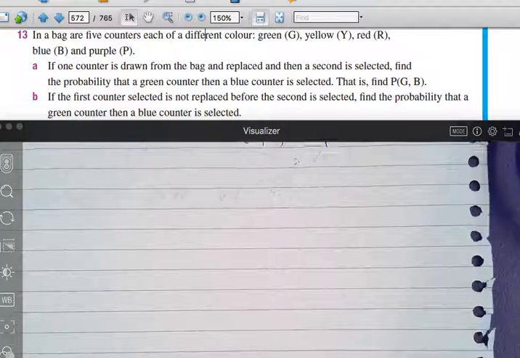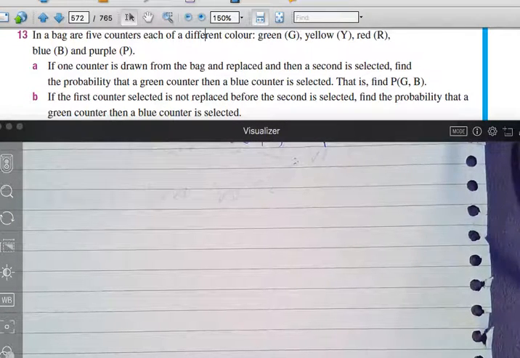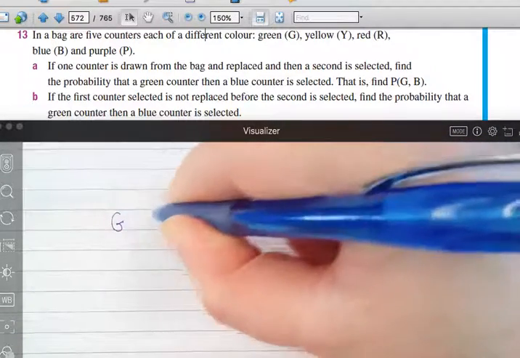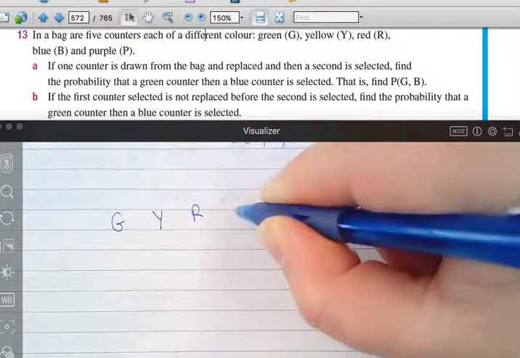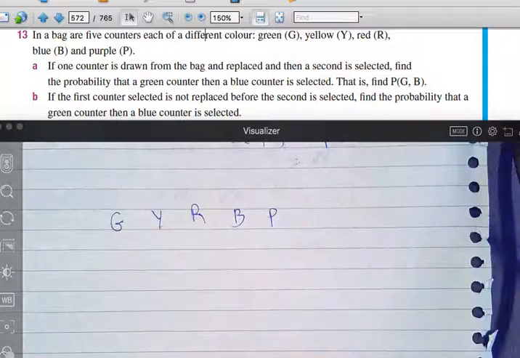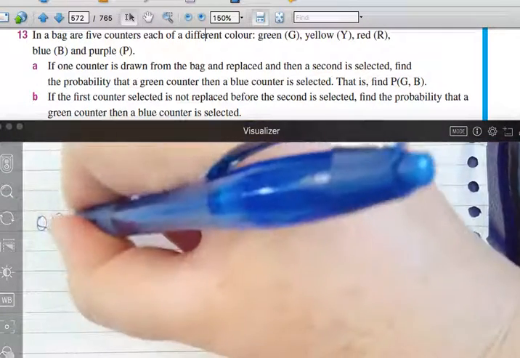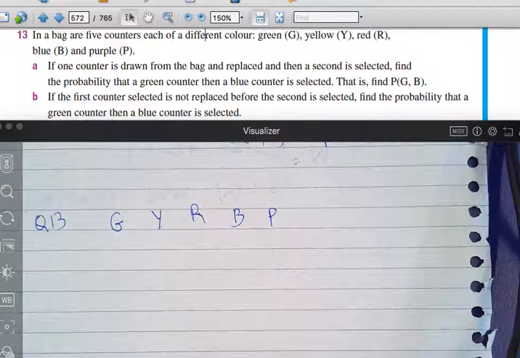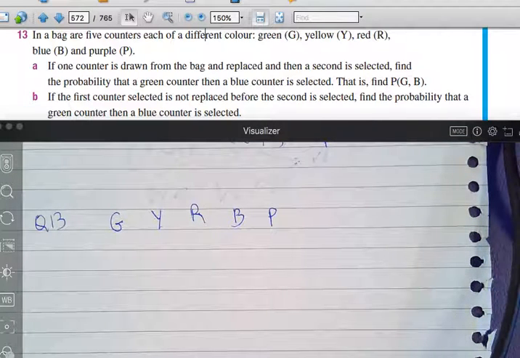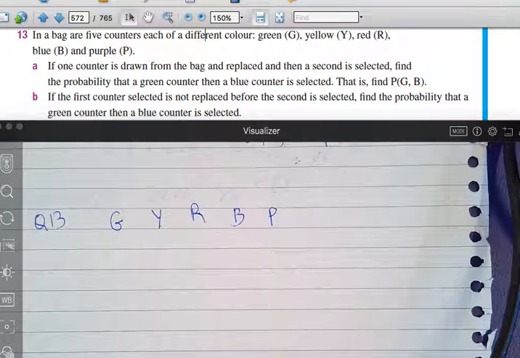Question 13. In a bag, there are 5 counters and they're all different colors. We've got a green, a yellow, a red, a blue, and a purple. So question 13. If one counter is drawn from the bag and replaced, so this is with replacement, and then a second counter is selected, find the probability that a green and then a blue counter is selected. So in other words, find the probability of green and then blue.